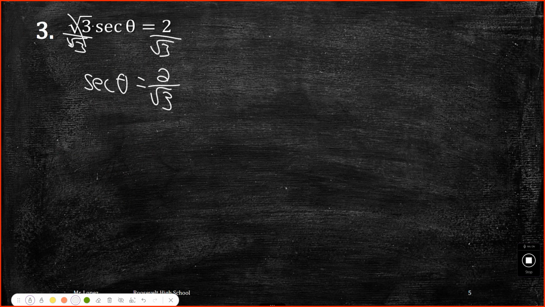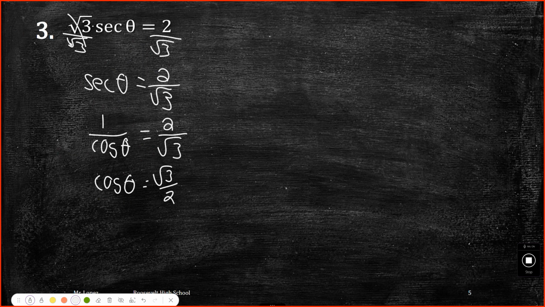I don't like secants. I don't like all these cosecants. So what's secant theta equal to? 1 over cosine, did you say? 1 over cosine theta is equal to 2 over radical 3. And now I'm going to flip it. So cosine theta over 1, or just cosine theta, is equal to root 3 over 2.